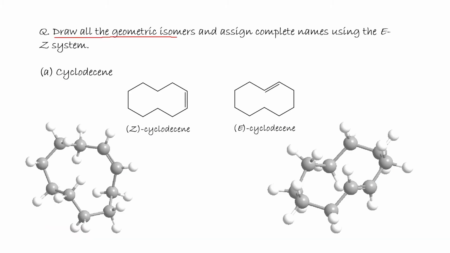Draw all the geometrical isomers and assign complete name using E and Z. Cyclodecene, 10-membered ring. If you draw the double bond in here, so it is cis, and the two groups here are in the same direction, so it is Z. You can have the double bond in here, and the two R groups are trans, so it's E.